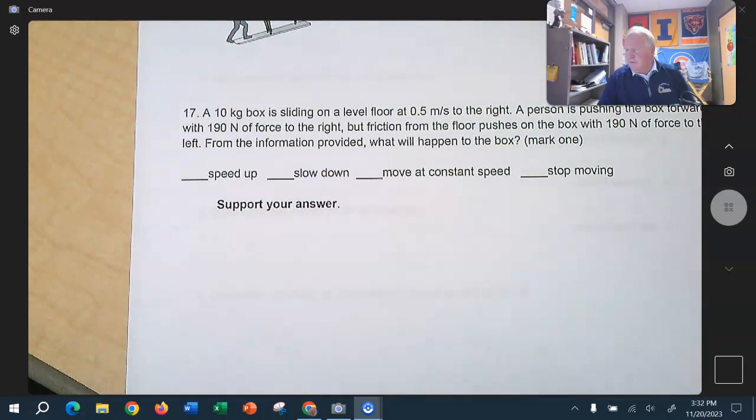The person is pushing forward with a 190 Newton force to the right, but the friction of the floor is pushing with 190 to the left. With this information, what is going to happen?